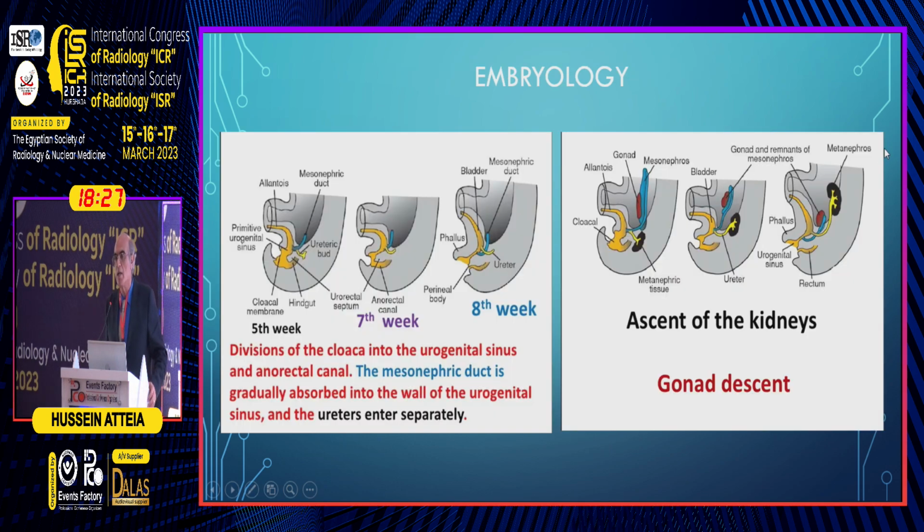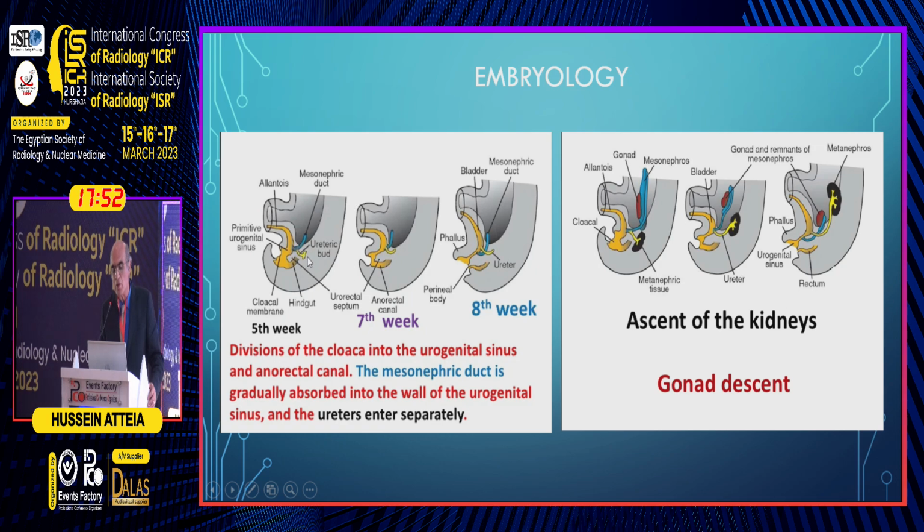To start with, I hate this. Everybody hates embryology, including myself, but I will make it easy for you. It always starts in the 5th week, and it ends in the 11th week. But from the 5th to the 8th, this is what happens: the division of the cloaca into the urogenital sinus and the anorectal canal. The mesonephric duct gradually absorbs into the wall of the urogenital sinus. There's the mesonephric duct, absorbed into the wall of the urogenital sinus, and the ureters enter separately. The ureters, it's right there.